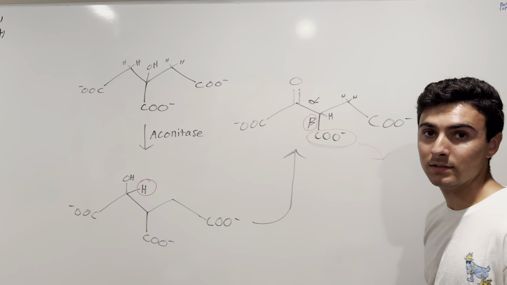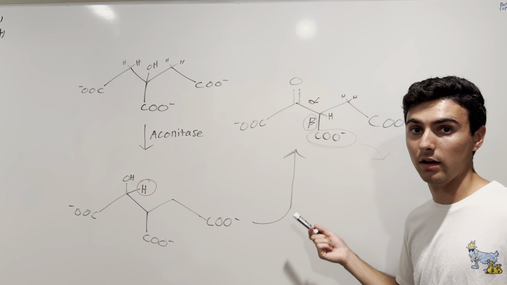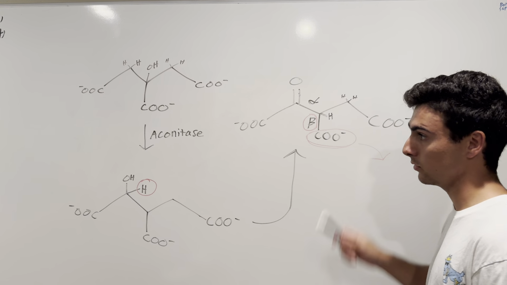And then in the second step of the reaction to create alpha-ketoglutarate, we do exactly that. We do a beta bond break, and we remove this carboxyl as carbon dioxide.